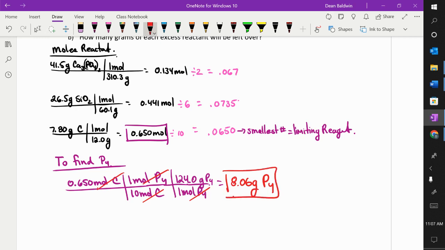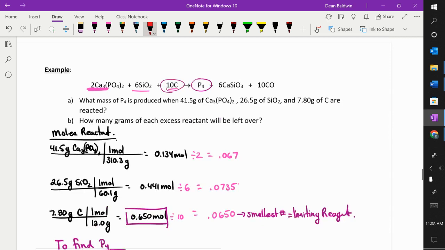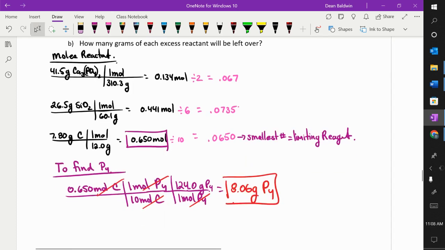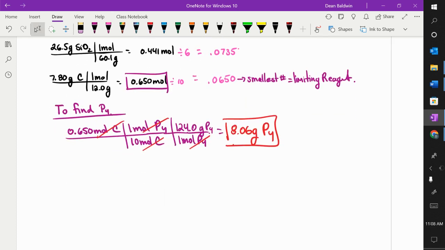Does everybody agree with that? Okay. So we have 8.06 grams of P4. That's part A. Check. How many grams of excess reactant will be left over? So how much of the calcium phosphate and the silicon oxide is left over? That's what they want to know now. All right. So to find leftovers, I guess this is B. Find leftover.